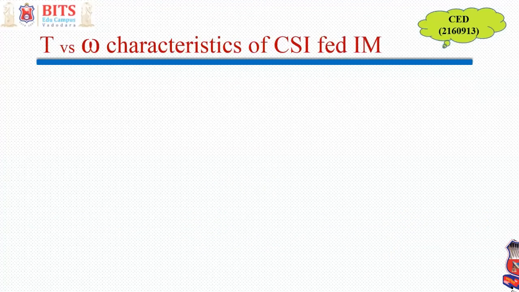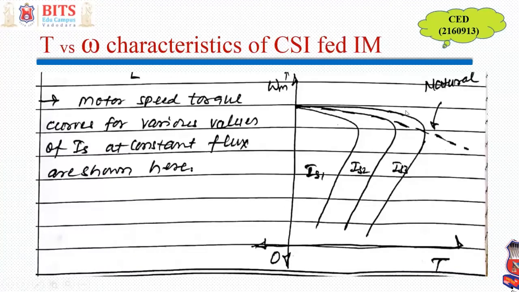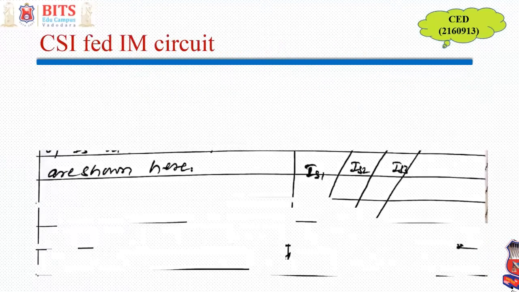Now, speed versus torque characteristics of CSI fed induction motor for different values of current will be in this fashion. You can see this is the rated characteristics over here, and for different values of stator source current, when you reduce the value of current, you cannot go above the rated value. Just like we reduced voltage, in the same way you are reducing current here. It is similar to the stator voltage control method only, but here we are representing in terms of source current or stator current, right? So this is the group of characteristics which we get with CSI fed induction motor drives.